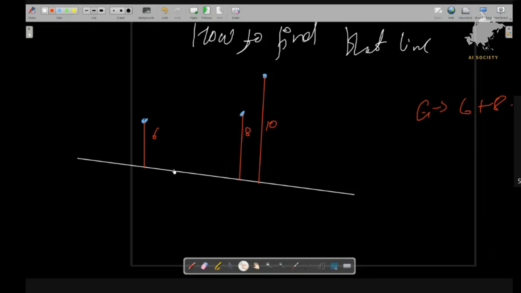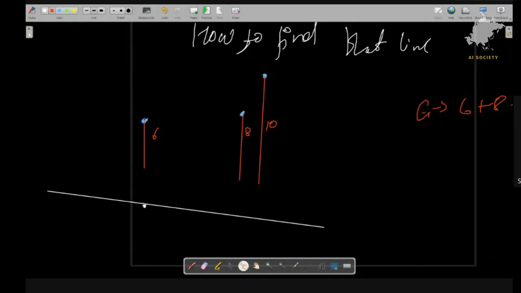What I'm saying here is that we are going to move the line around and check whether we are reducing the error or increasing the error. Okay, let's say our machine moves the line here. So tell me, has it increased the error or decreased the error? I or D? Has it increased the error or decreased the error?